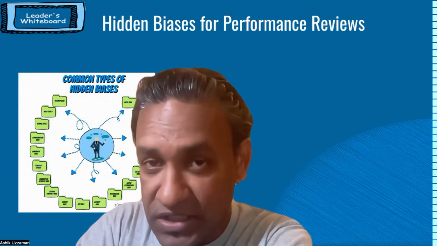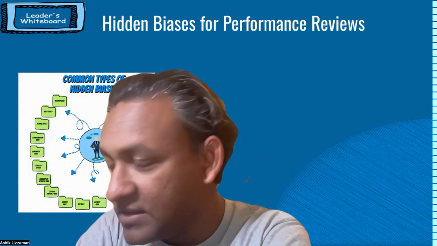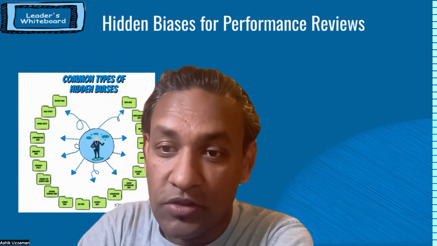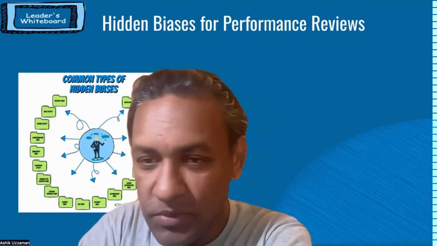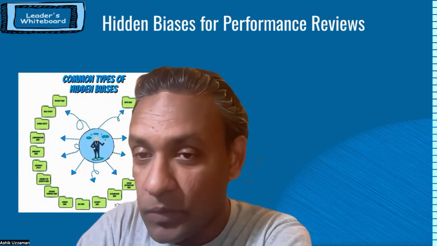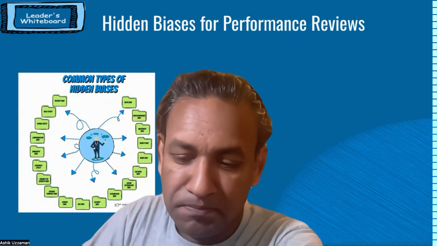The next one is similarity bias. It is favoring employees who share similar characteristics or interests with the reviewer, like you. Let's give an example. Let's say you like playing chess. So one of your direct reports is also a good chess player. So irrespective of their work, you demonstrate the similarity bias when you review their work a little bit more highly compared to what they deserve. That is the similarity bias.